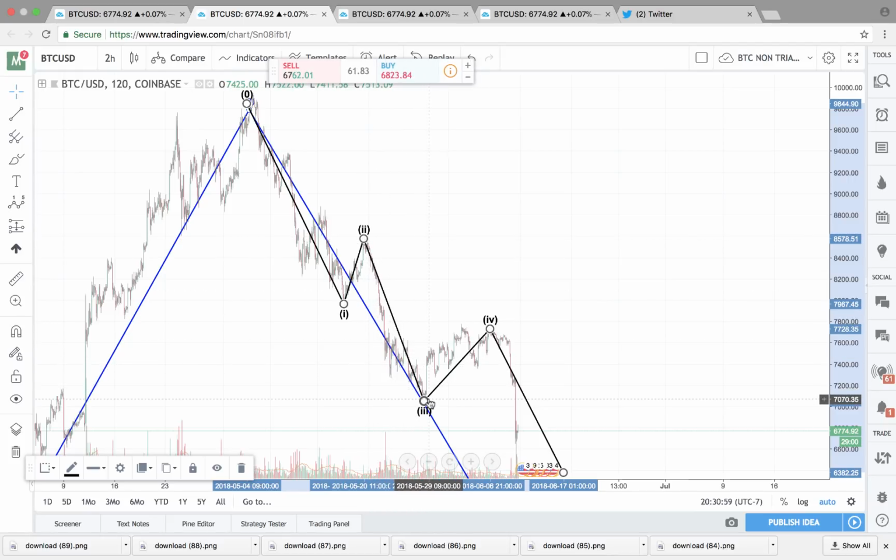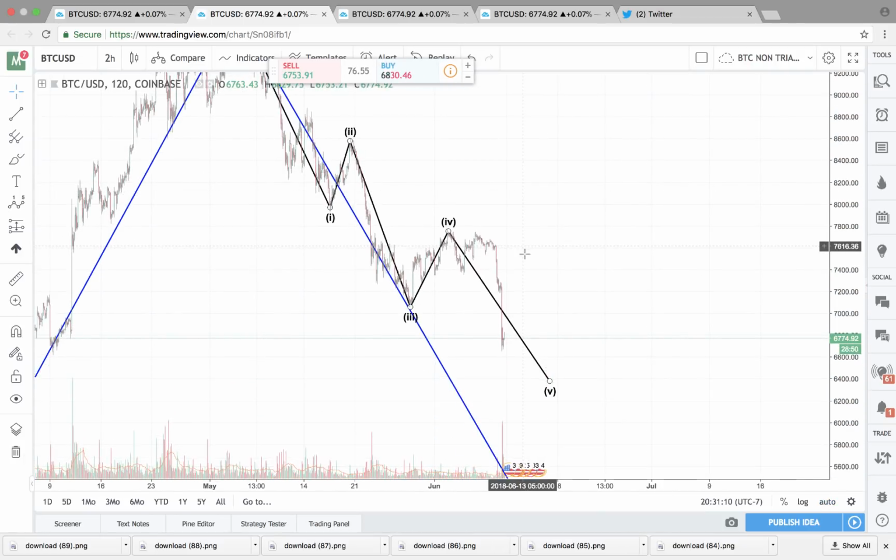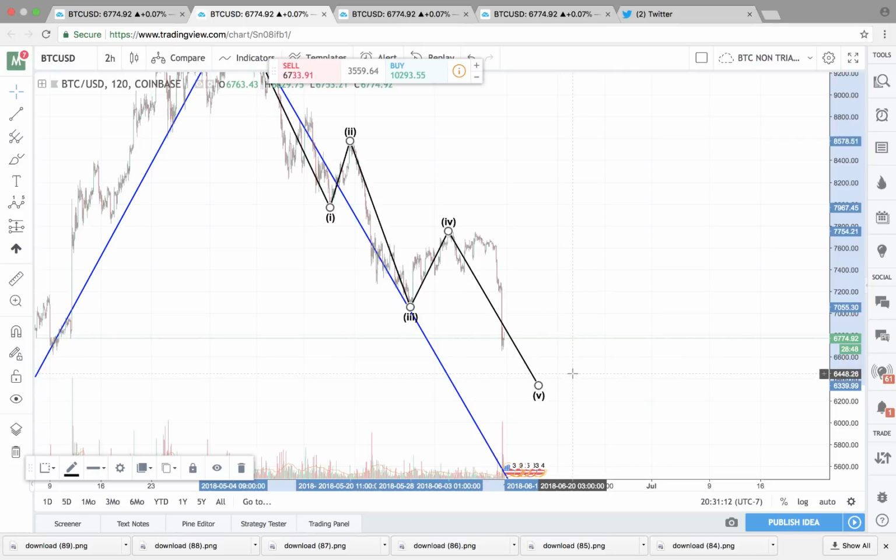And then we have a 3, 4, 5 right there. And then we have this fourth wave, which actually goes up to here. And then we have our fifth wave, which is going to be another 5-wave impulse structure that brings us down.